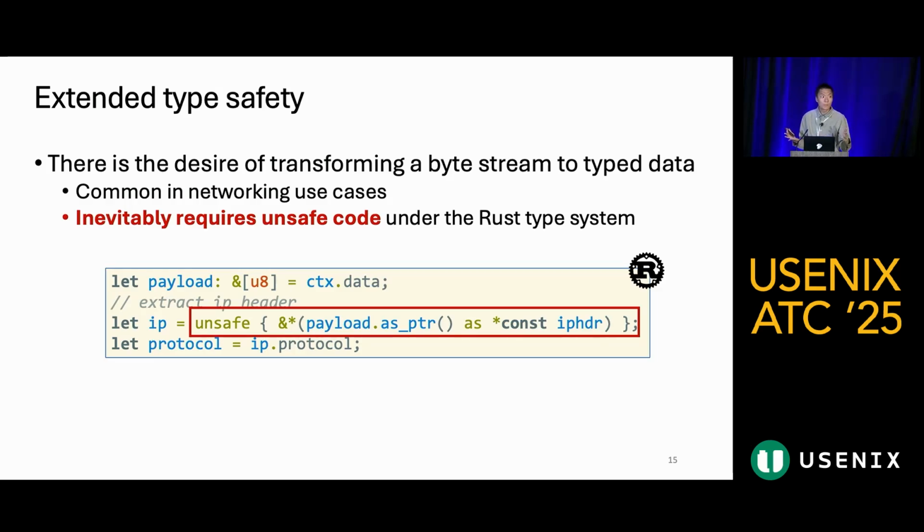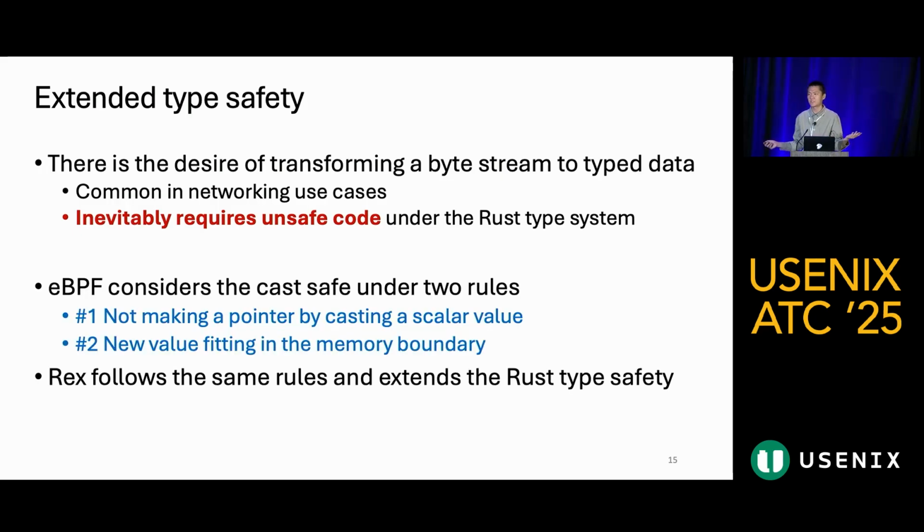So you probably want to ask, why is it safe for BPF, though? It turns out BPF considers this cast to be safe under two rules. The first rule is that the cast does not create a pointer from a scalar value, which prevents us from creating a wild pointer.